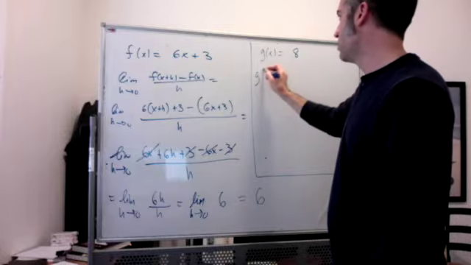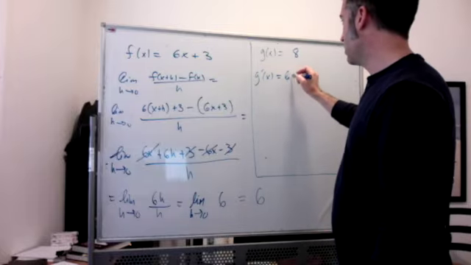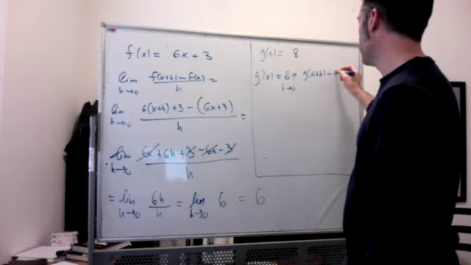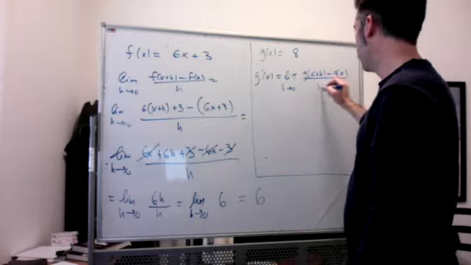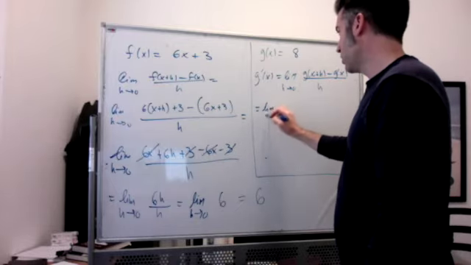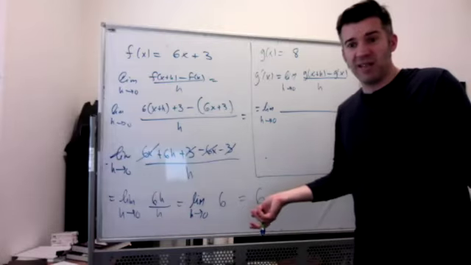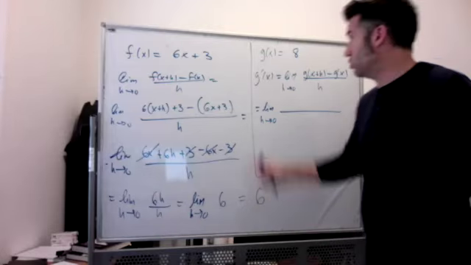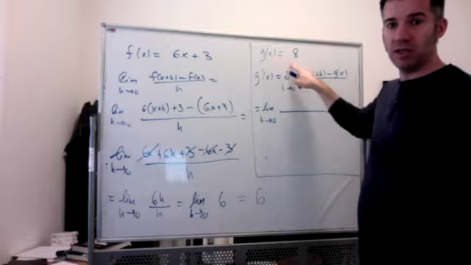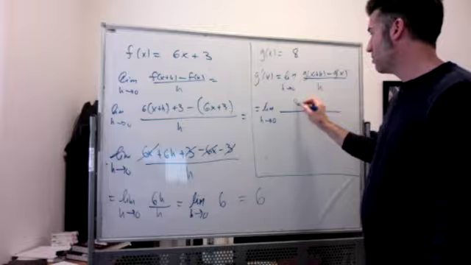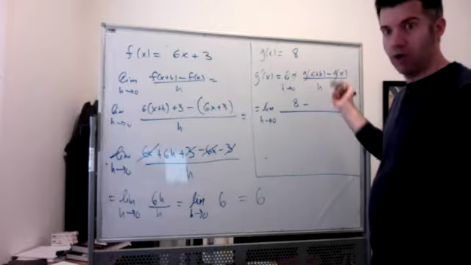So here, it's the limit as h goes to 0 of g of x plus h minus g of x all over h. Well, here's the thing. g of x is 8. g of anything is 8, right? g of 1 is 8. g of 2 is 8. g of a million is 8. g of x plus h is 8. g of x is also 8.